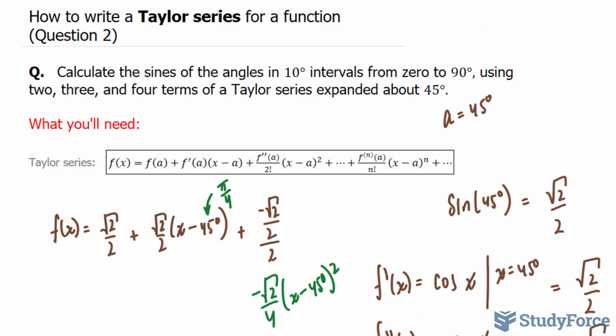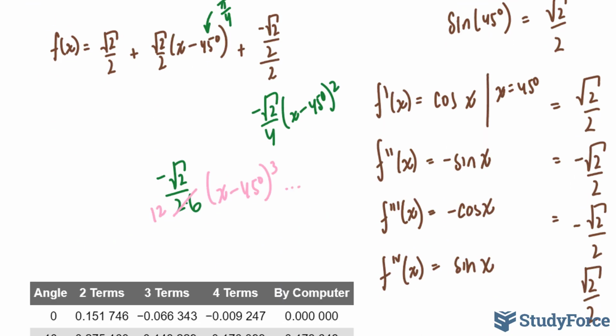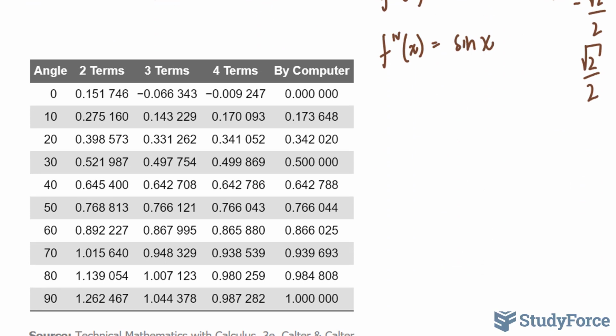They want us to calculate the sines of an angle between 0 and 90 in intervals of 10 degrees for 2 terms, 3 terms, and 4 terms. Now this is going to take a long time, like I mentioned. I do have a table of everything filled out, and let's analyze this for a moment. Had I evaluated it at angle 0 for the 4 terms, I would have ended up with this outcome. Whereas a computer such as your calculator would take it to many more terms. The more terms you add, the more accurate it is.